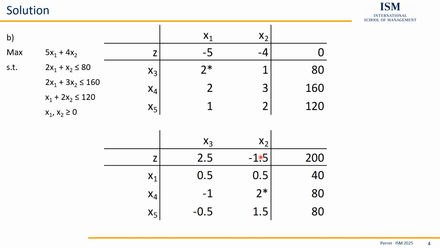So I'm not yet at the optimal solution. Well, then I can repeat my pivot selection process. I'm going to select a column where I have a negative entry in the objective function row. So, well, this is the only one. So x2 becomes pivot column.